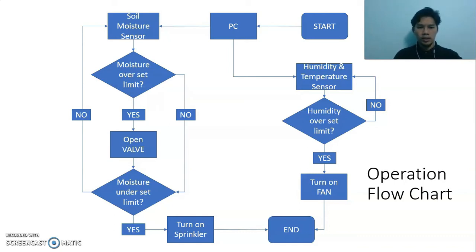The humidity sensor will detect the humidity of the garden, and then it will turn on the fan if the humidity is over the set limit. For the moisture sensor, it will open the valve if the moisture is over the set limit. And then if the moisture in the soil is under the set limit, it will turn on the sprinkler.